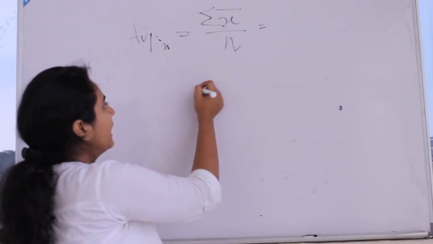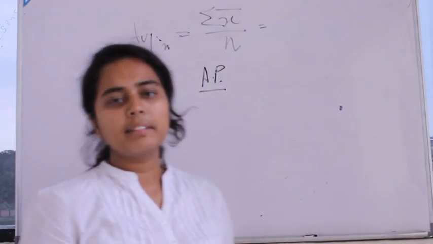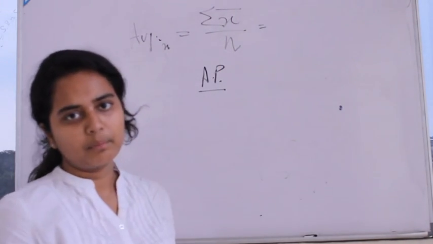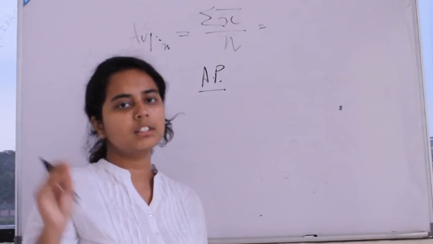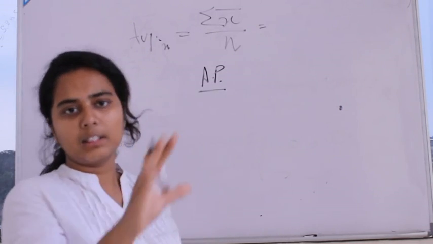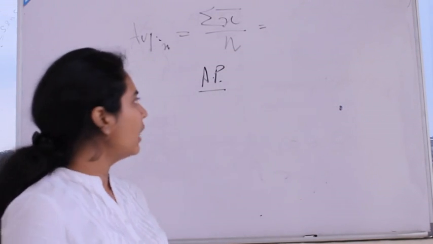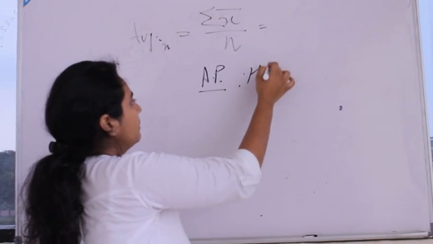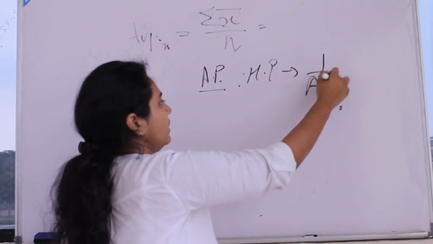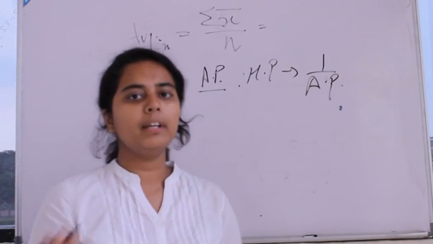Now what do you mean by AP? That is arithmetic progression. Arithmetic progression is a kind of normal average system. Like the first 5 natural numbers, their average in arithmetic progression will be the sum of those 5 natural numbers divided by 5. Now we come to, what do you mean by harmonic progression? It is the reverse of arithmetic progression. Whatever the result of arithmetic progression is, its reverse will be harmonic progression.